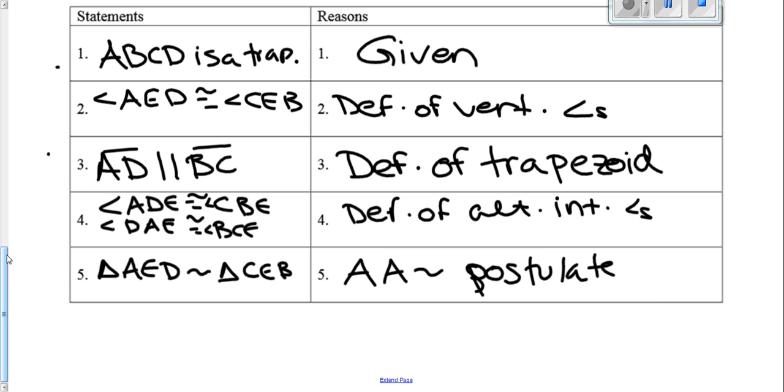All right, first step should always match your givens. Last step, what you're proving. Once again, pause the video, go back if you need to see this proof again.